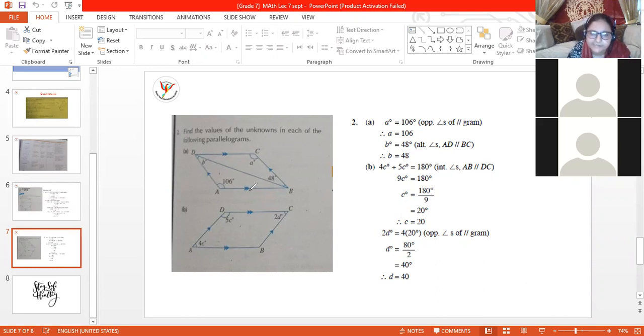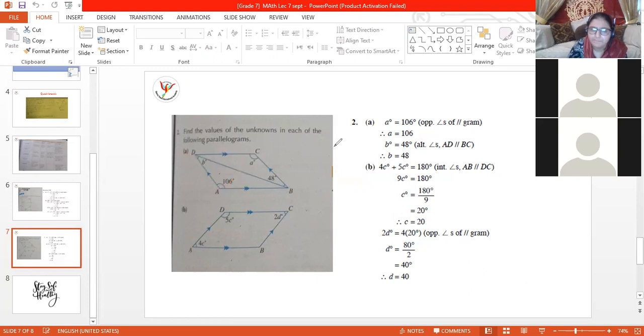In part A, you can see there is a parallelogram ABCD. The diagonals are bisecting in between, and we know the property of the parallelogram, that in a parallelogram the opposite angles are equal. If opposite angles are equal, then A degree is equal to 106 degree. And this is a parallel line, this is a parallel line, and this is the transversal which is cutting. By using the property of alternate angles, I can say that B is equal to 48 degrees. So this was question number 2, part A.